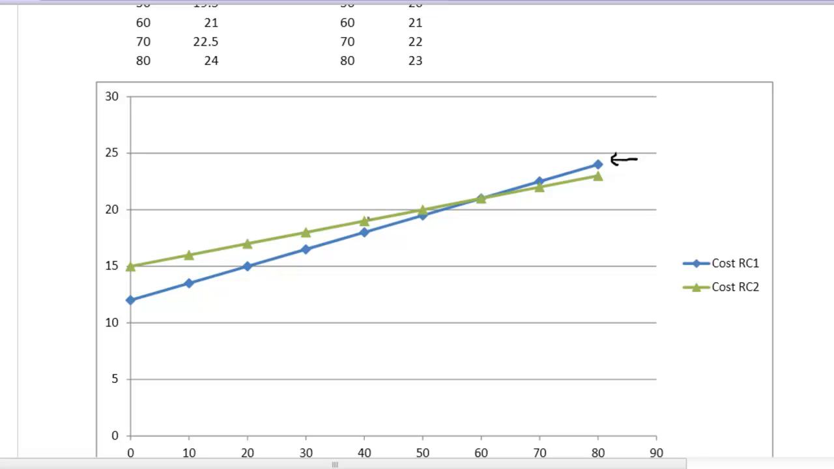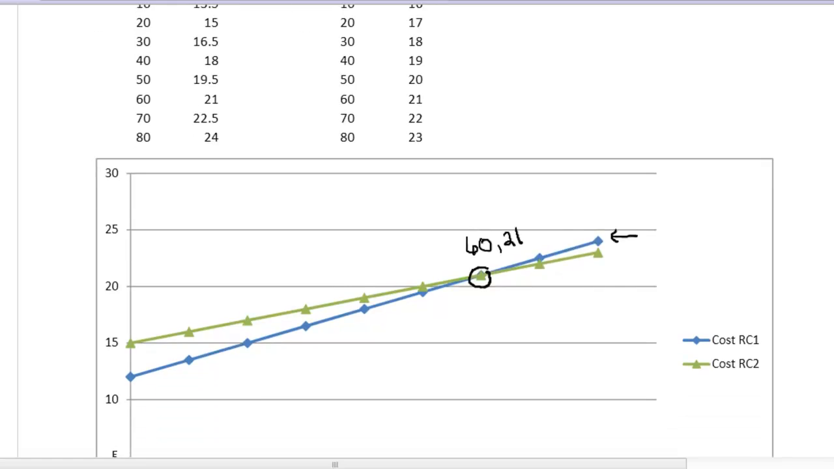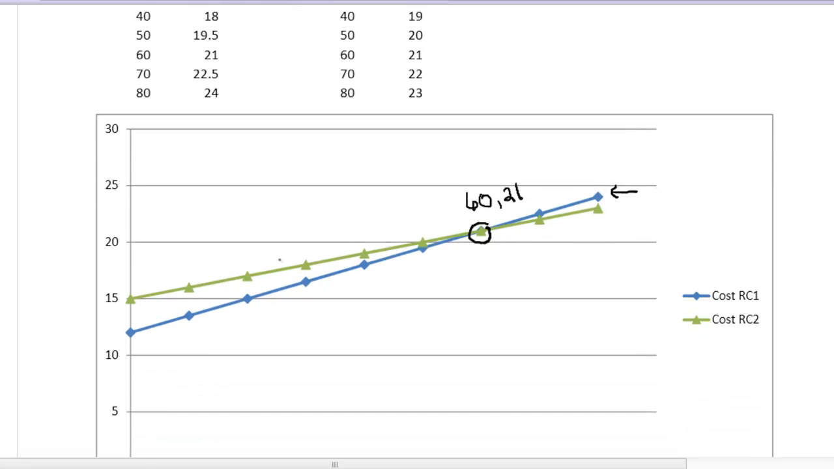And at some point, these two lines intersect. Where these two lines intersect is at 60 miles, which means that it costs $21 from either company if you go 60 miles. So this is a visual representation that I can see rental car 2 is more expensive as long as I'm traveling below 60 miles. Rental car 1 would be least expensive, but the more miles I drive, I can see that the pattern is rental car 2 will be less.